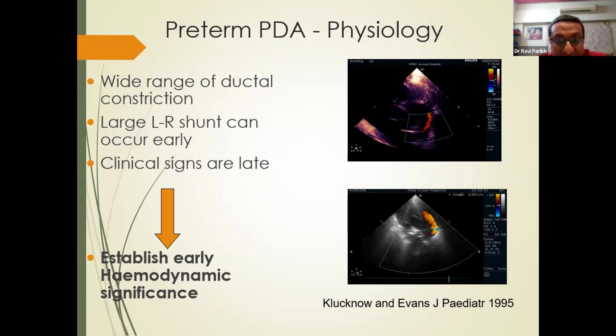As we classify birth asphyxia or perinatal asphyxia or HIE as mild, moderate and severe, the same thing we have to do in PDA because we don't want to unnecessarily treat the baby. And those babies who have significant PDA, we have to treat and prevent these side effects, which I have showed you. So the most important thing is to establish early hemodynamic significance. And this is what we want to learn today from my talk.